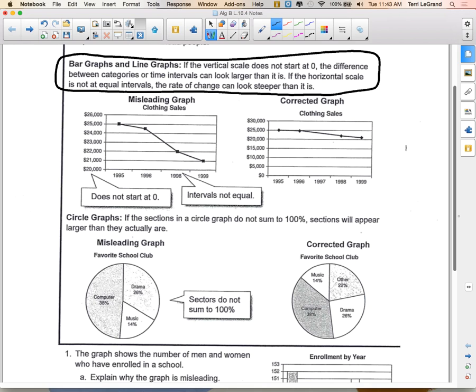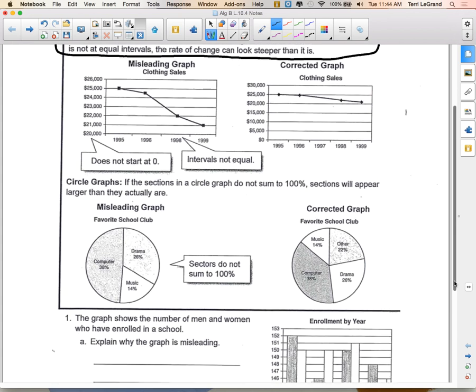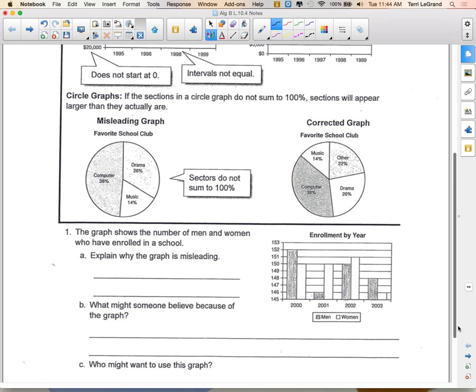So I talk about scale a lot. What is the scale? Like you tried to tell me on that last one that the scale was 10, and it was what instead? 5s. It was going by 5s. Okay, and then in circle graphs, here's what can happen in a circle graph. Let's put a box around that also.